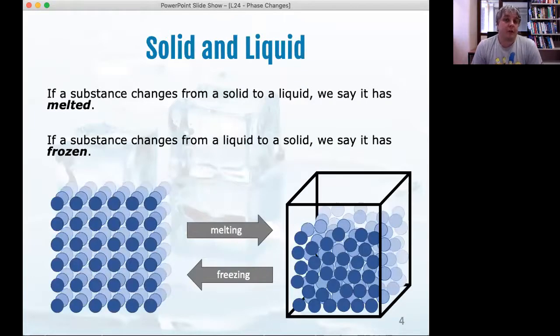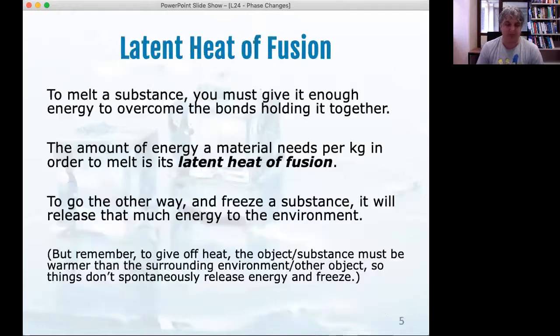For a solid and a liquid, a solid going into a liquid is melting, and a liquid going back into a solid is freezing. You are probably familiar with those words already, but I've just included them for completeness. The amount of energy a substance needs to do that melting process, to go from a solid to a liquid, is called the latent heat of fusion.